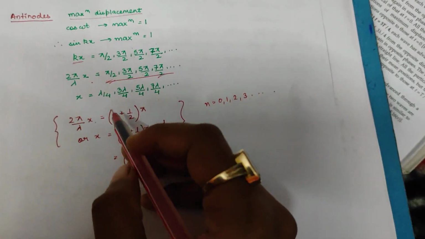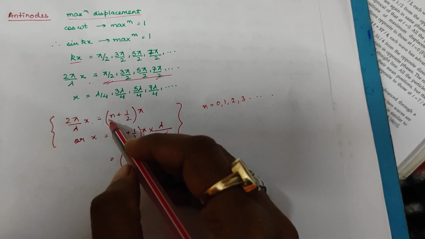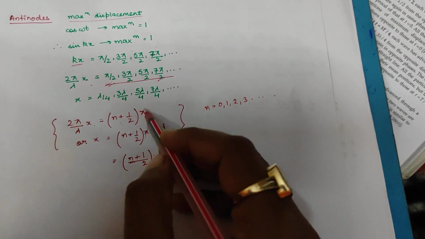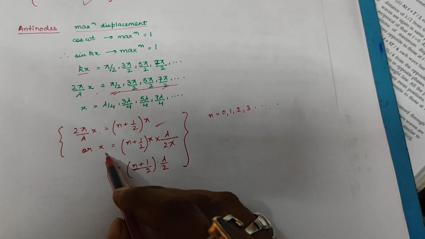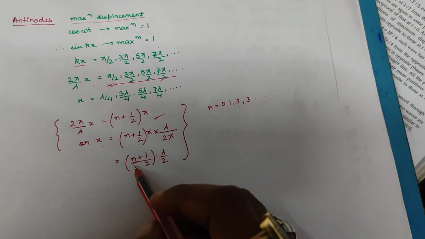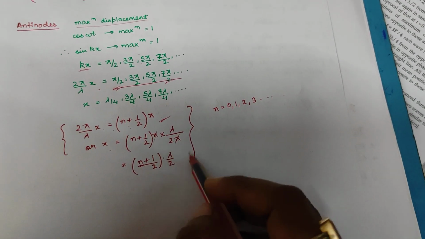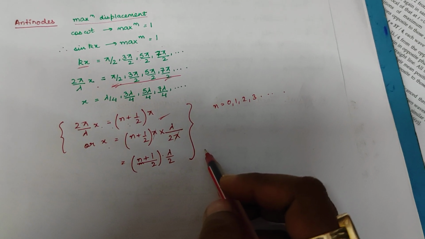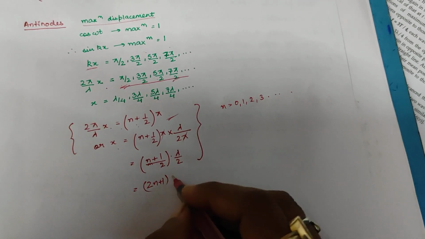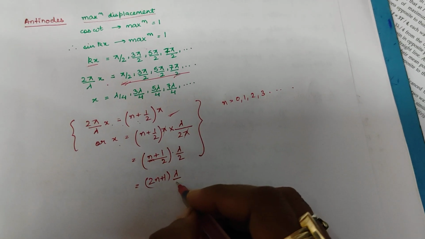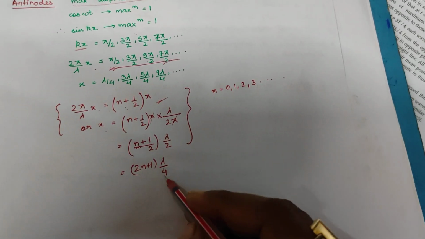So we can say that when kx is a multiple of (2n plus 1) pi by 2, in that case we get antinodes. Then what will be x? If we solve it, we will get x is equal to (n plus 1 by 2) lambda by 2. Okay, so we can write x is equal to (2n plus 1) lambda by 4. Is it clear? So we'll get x is equal to this.